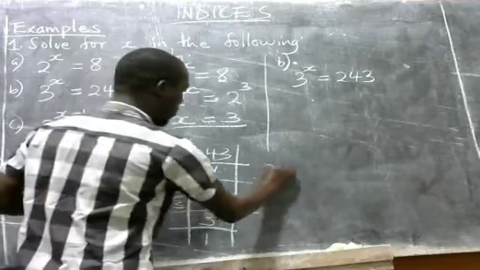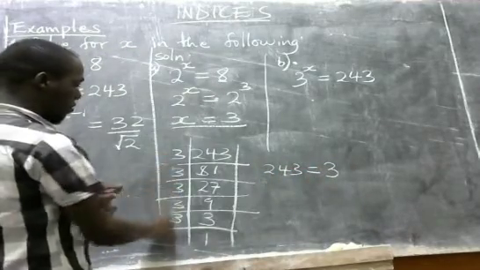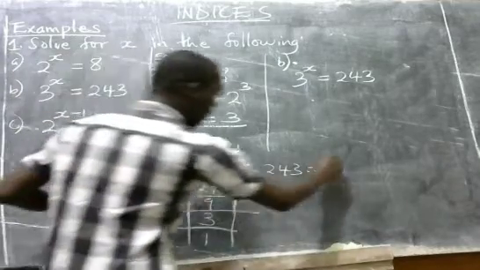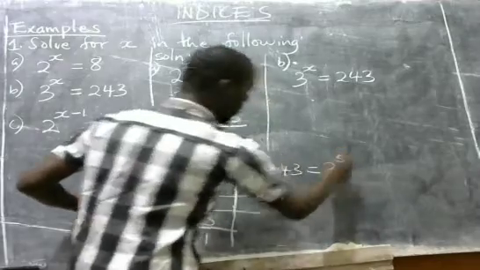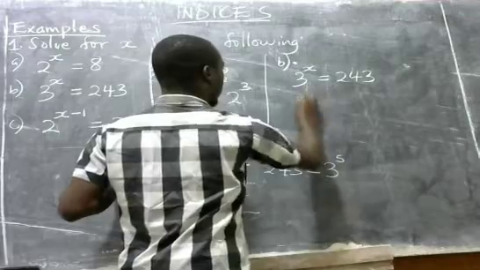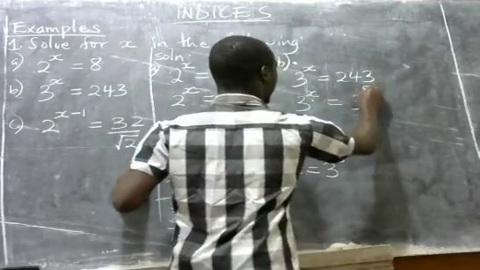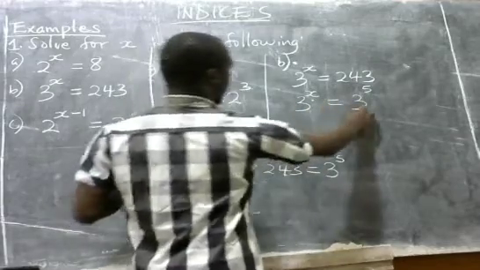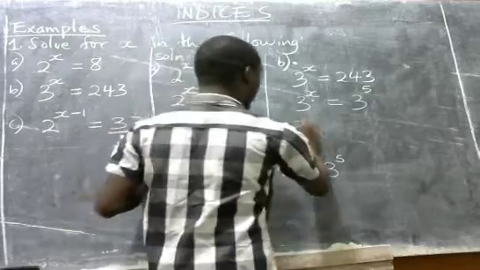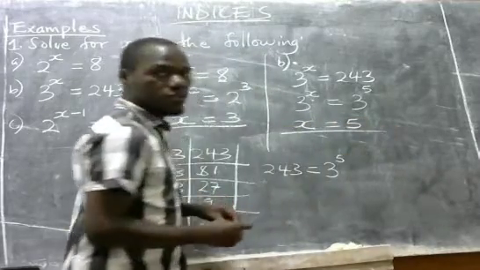So my 243 is the same as 3 multiplied by itself. I count how many 3's there are: 1, 2, 3, 4, 5. So it's the same as 3 power 5. Then I substitute, so this is going to be 3 power x is equal to 3 power 5. If the bases are the same, that means the powers are equal. So x is equal to 5.